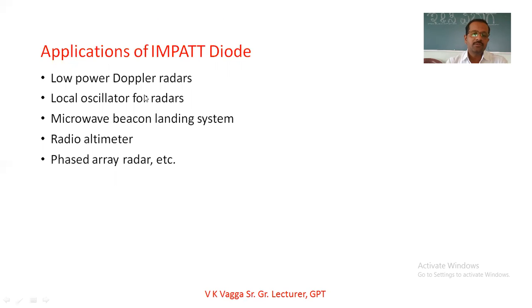I'm sorry, it has been misprinted here. It is not the IMPATT diode. It is the TRAPATT diode. Please correct it. Applications of the TRAPATT diode. It is not the IMPATT diode, so I am going to correct it. It is mainly used for low power Doppler radar, local oscillators, the microwave landing system, the radio altimeter, the phased array radar, etc. So all these are the applications of the TRAPATT diode. I'm sorry for this. It is the TRAPATT diode. Okay.